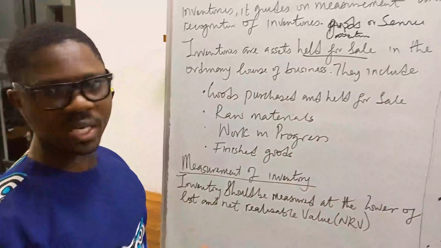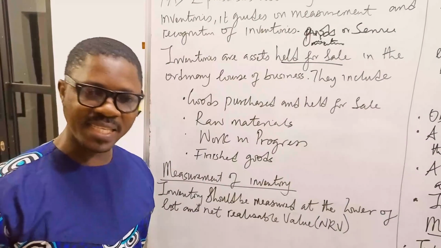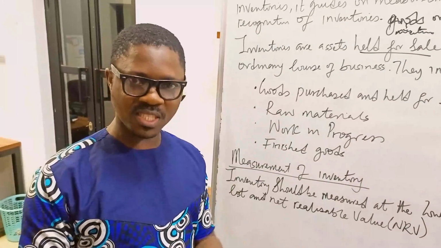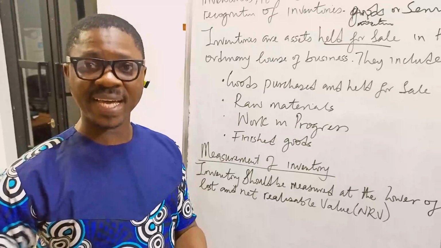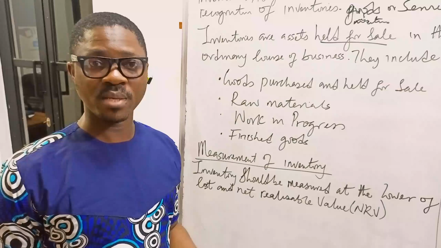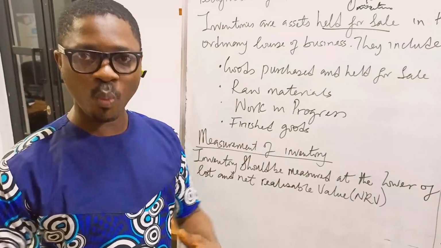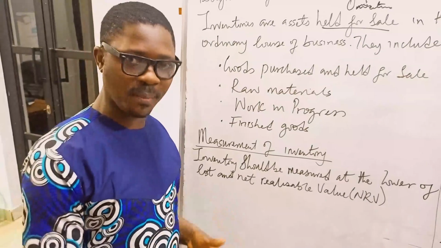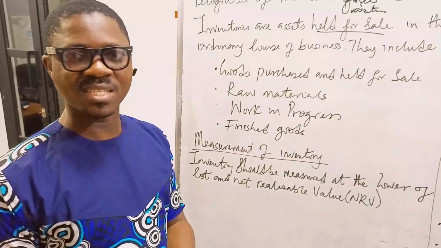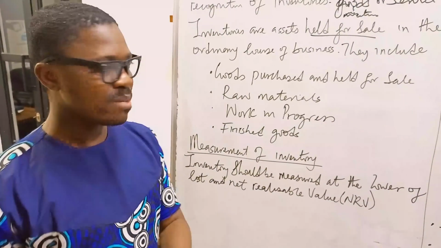We also have work in progress. It simply means that the raw material you have purchased, in the course of conversion, if you have some still yet to be converted to the final output at the end of the year, those ones will qualify for work in progress. And note that because they are part of the raw material that you are converting to the finished goods in the process, they still qualify for inventory while they are still work in progress.